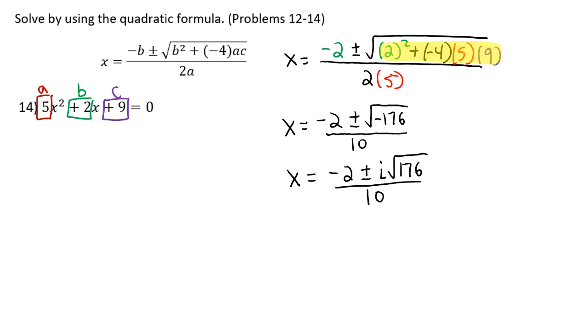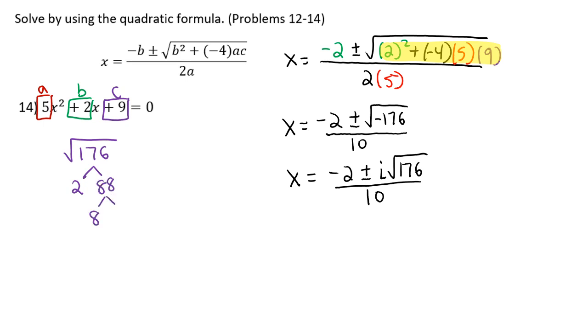Now 176 is a pretty big number. I'm pretty sure we can simplify that. So I'm going to go over here to the left. I'm going to try to simplify 176. So two numbers that multiply to be 176 is 2 times 88.